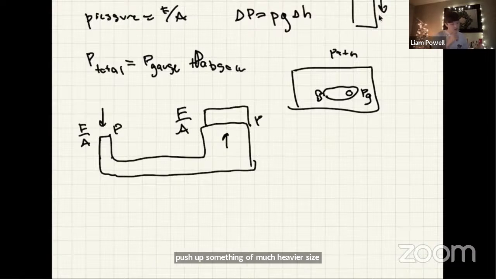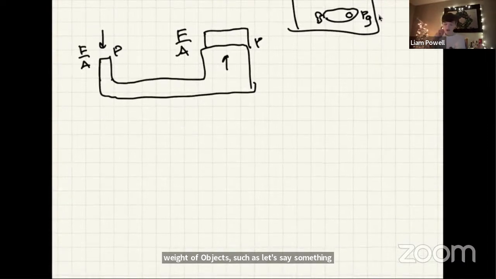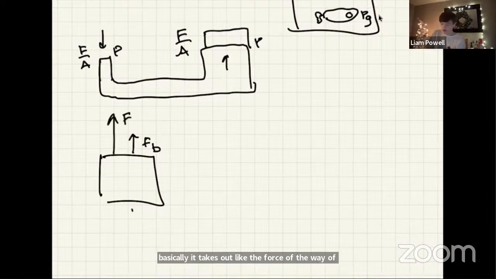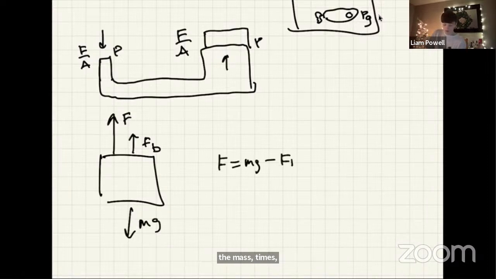So the Archimedes principle allows you to find the weight of objects, such as something that's submerged. If something is submerged, we have its force of buoyancy, which is the weight of the water that it displaces, the force up on it, and then the mass times gravity down. So the force would be equal to the mass times gravity minus the force of buoyancy.